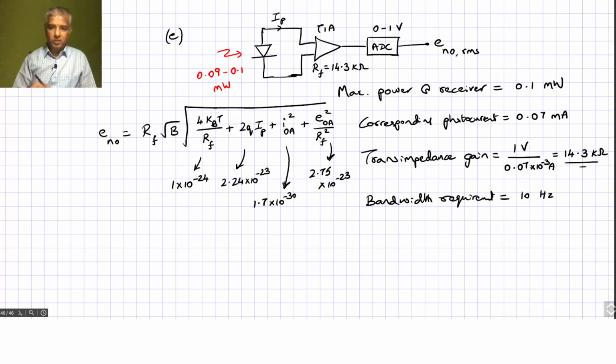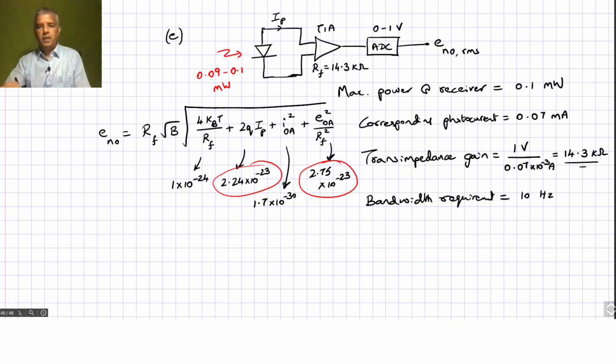So among these we clearly see that these are your primary noise contribution. First of all, it's a shot noise limited type of receiver. It's not a thermal noise limited receiver, because the amount of power that we are expecting is relatively on the higher side. If the same thing was in the order of nanowatts, then the shot noise component will be very low.